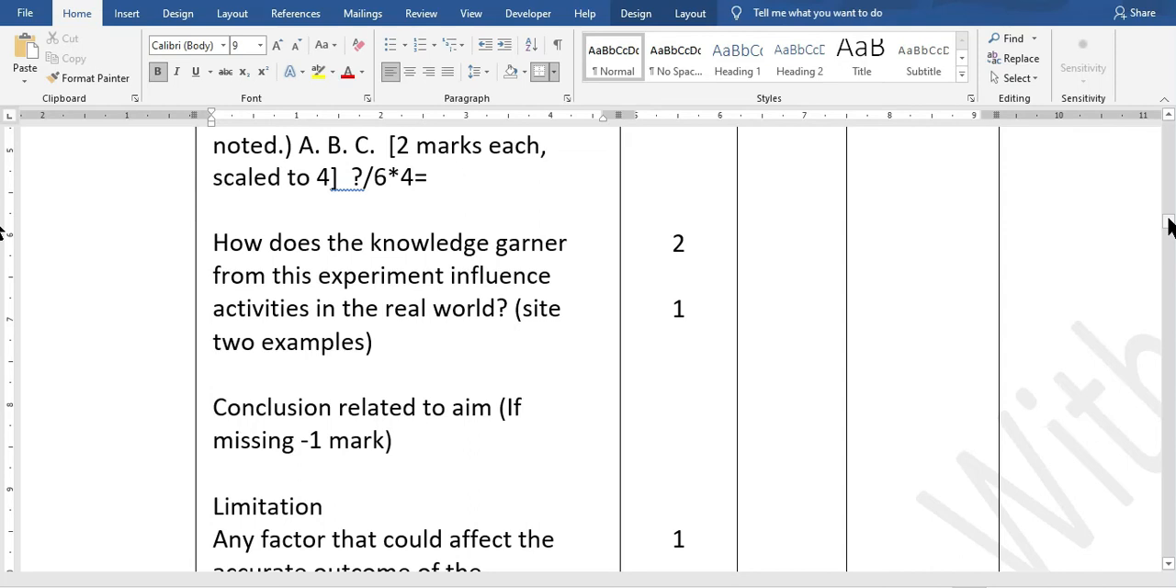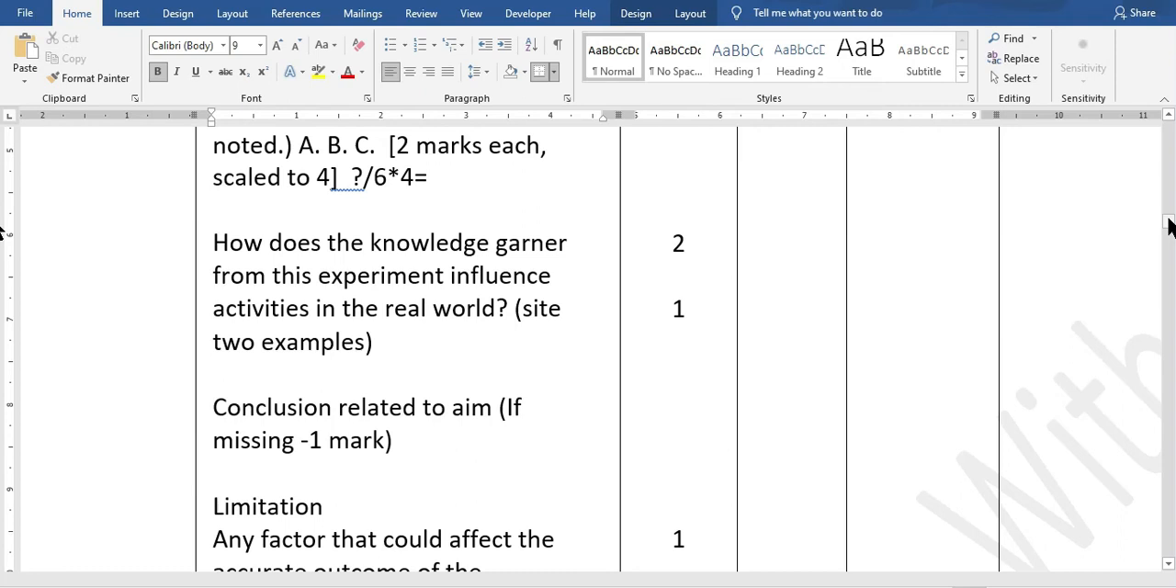Now, usually 1 mark is allotted for this part of the lab, but because we are assessing 3 skills with the same lab, we did not put 1 mark for conclusion. However, if you leave a conclusion out here, you are going to be losing a mark. So of course, if we're going to be using a mark for the lab, all we need to do is to move 1 mark down from how does the knowledge garnered from the experiment. Move that mark down to conclusion, and of course you'll have the 1 mark there.